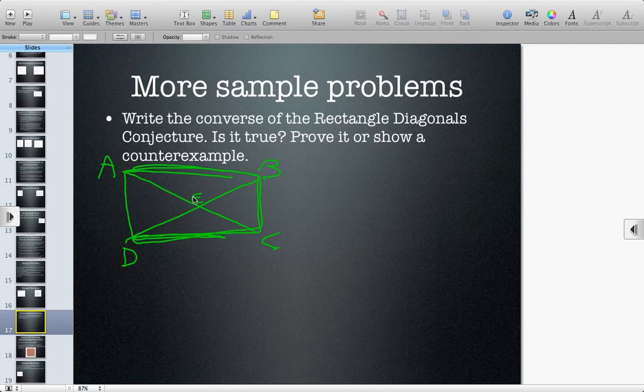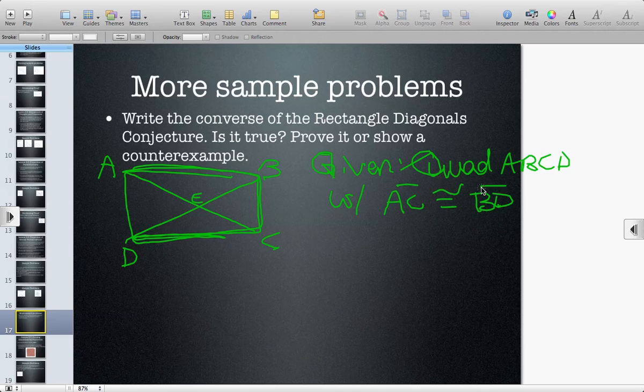And the given information is that we have quadrilateral ABCD, with AC congruent to BD, and they bisect each other. That's the information we're given. Is that enough to say that this is a rectangle?